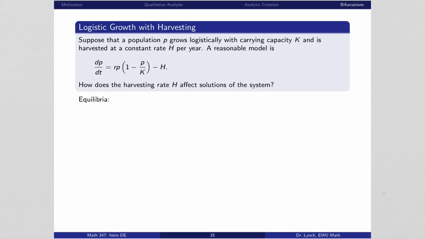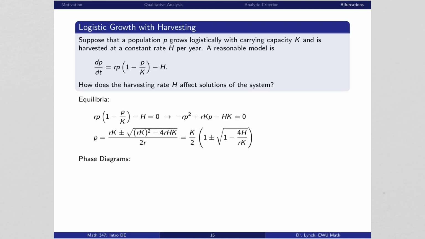And here we're going to investigate how this harvesting rate H affects solutions of the system. So we can certainly find equilibria of this system, and finding equilibria ends up being not a whole lot more difficult than it was before. It's just solving a quadratic in P. So here I'll go ahead and write the quadratic out and apply the quadratic formula to it and manipulate that a little bit to come up with P equals K over 2 times the quantity 1 plus or minus the square root of 1 minus 4H over rK.